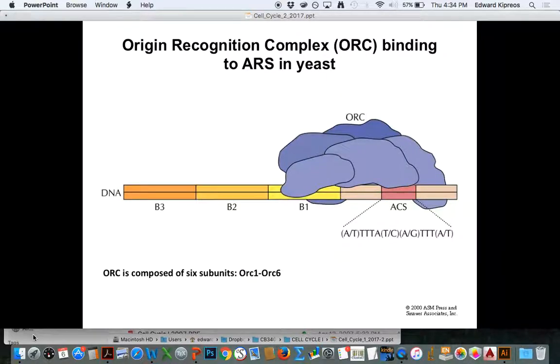Now, this origin recognition complex binds the origin. It's actually bound all the time. It's bound in G1, it's bound in S phase, it's bound in G2. So this can't be the license, okay, because it's there all the time. It's not changing.